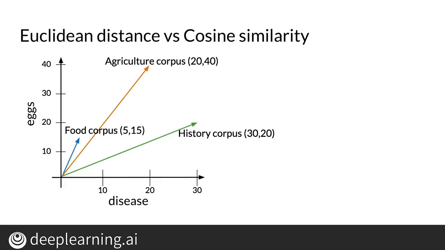In fact, the agriculture and the history corpus have a similar number of words, while the food corpus has a relatively small number. Let's define the Euclidean distance between the food and the agriculture corpus as d1, and let the Euclidean distance between the agriculture and the history corpus be d2. As you can see, the distance d2 is smaller than the distance d1, which would suggest that the agriculture and history corpora are more similar than the agriculture and food corpora.